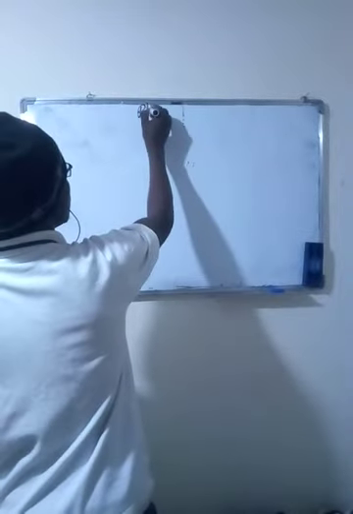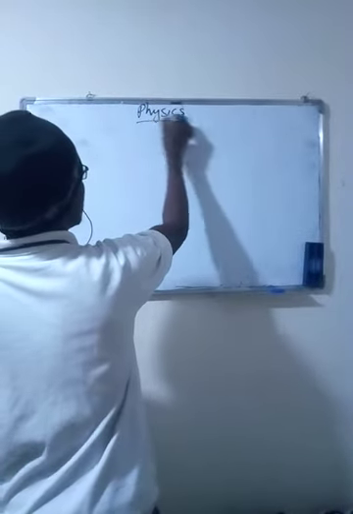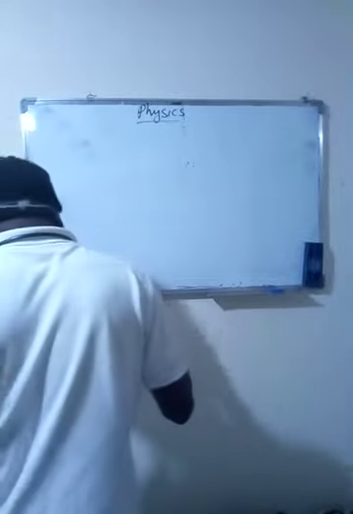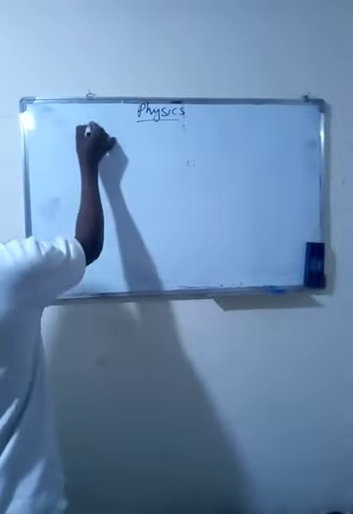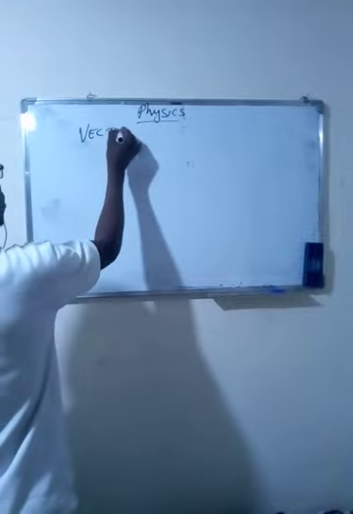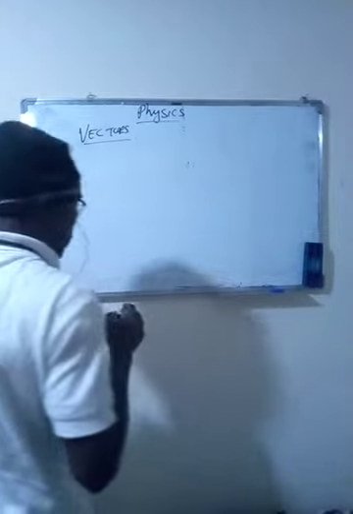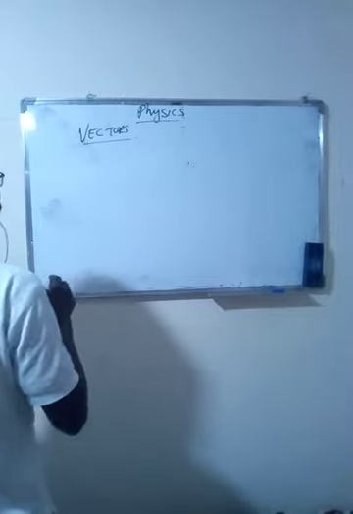So this is physics, and we're having vectors. Now, the first thing that we need to do is to define what vectors are. So what is a vector?